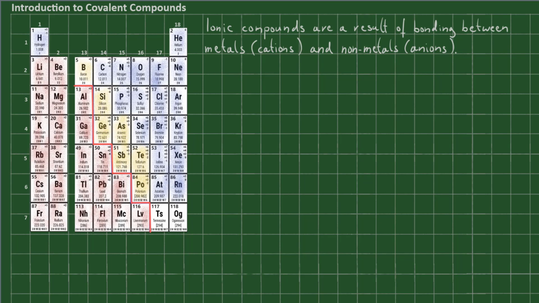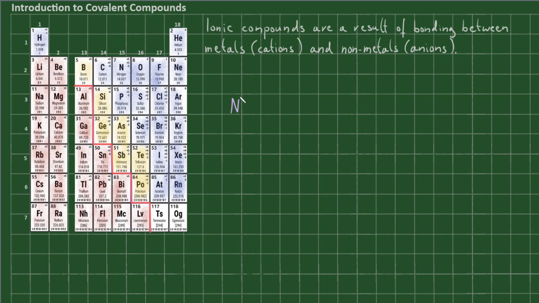Ionic compounds are a result of bonding between a metal and a non-metal. Metals will lose electrons to become cations, and nonmetals will gain electrons to become anions. Ultimately, it is the cations and the anions that will give the ionic compound. In terms of Lewis dot structures, I might represent the whole business like so.